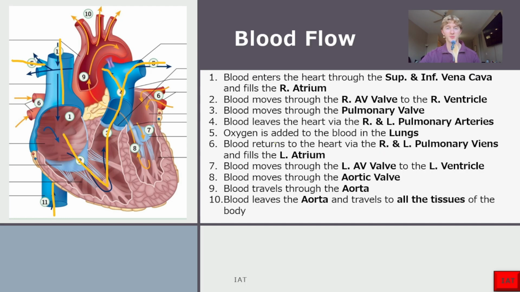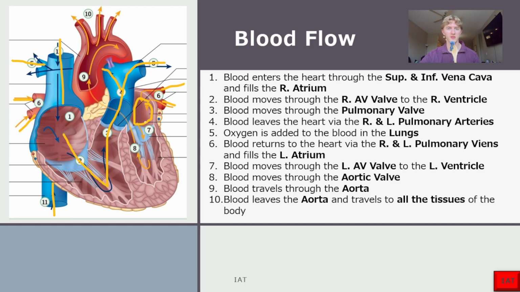And once that happens, blood is going to return to the heart via the right and left pulmonary veins, which are going to be here and here, right? So those are going to be coming from the lungs back into the heart. And both the right and left pulmonary veins are going to lead to the left atrium. That is really important. A lot of people misunderstand that when they see the right pulmonary veins way over on the right side of the heart here. You have to know that they actually empty into the left atrium here.